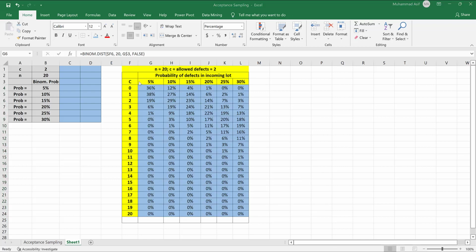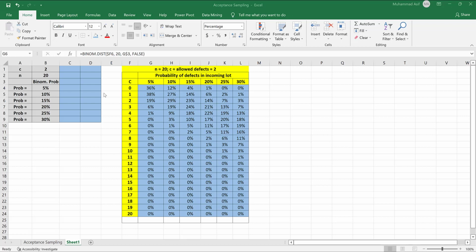This acceptance sampling plan gives us the probability of individual values of C. So this is 36% only when the value is 0, and 38% for 1, and for 2 it's 19%. But in real life we are interested in the probability of up to 2. For instance, let's say we are not interested in the probability of exactly 2 outcomes, but we are interested in the probability of up to 2 outcomes, which means including the probability of 0, 1 and 2. And in that case we will use the cumulative function.